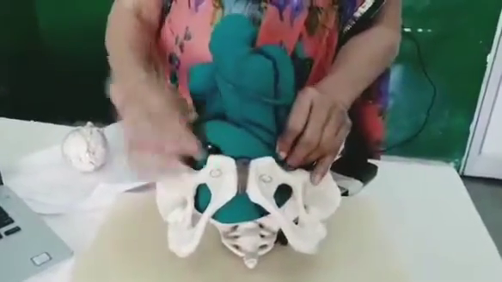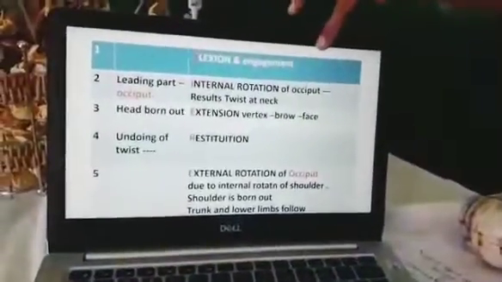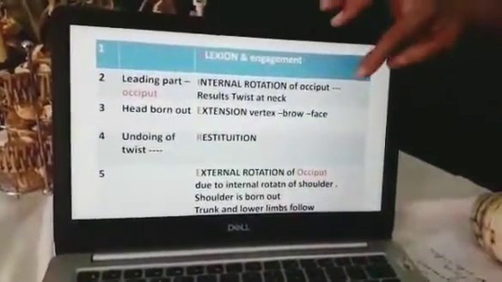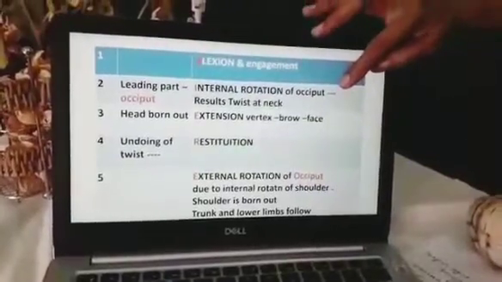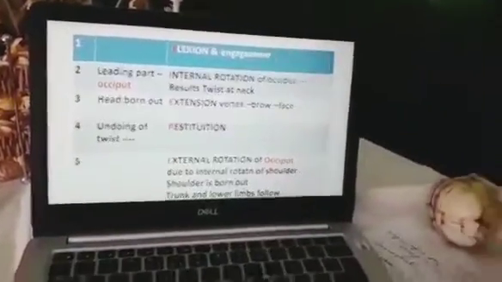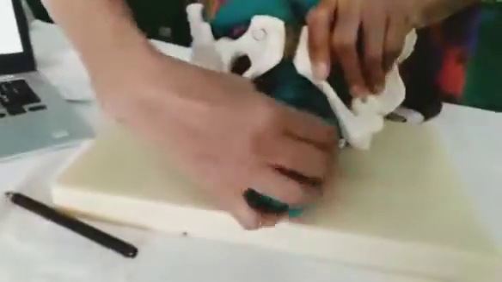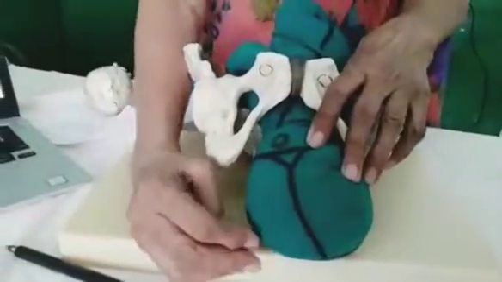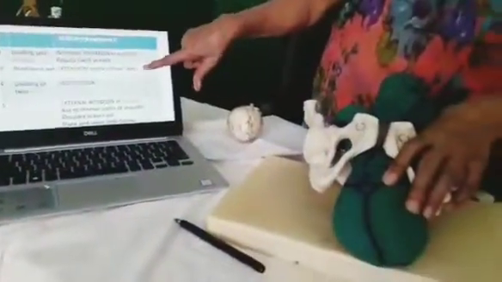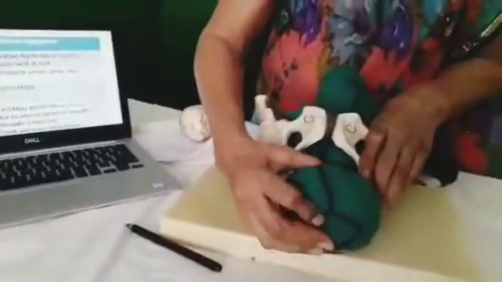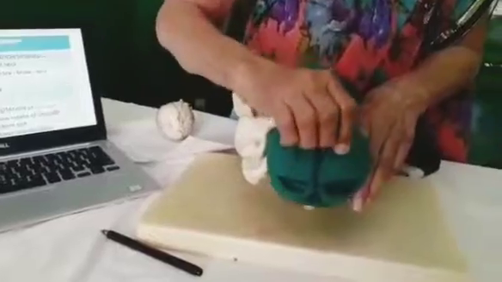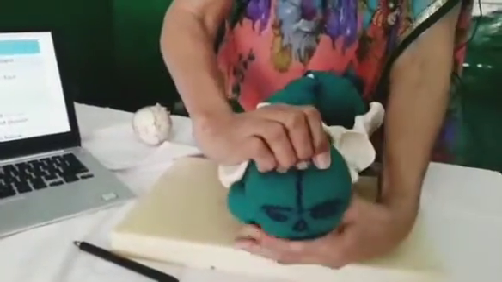Descent is occurring throughout the labor. The first movement is increase of flexion and engagement. Second movement is internal rotation of the occiput, which is the leading part, and it moves towards the midline. Show here. It moves towards the midline with the twist at the neck. Then the head is borne out by the movement of extension. I show here. First vertex, brow, face. This is how it gets borne out.